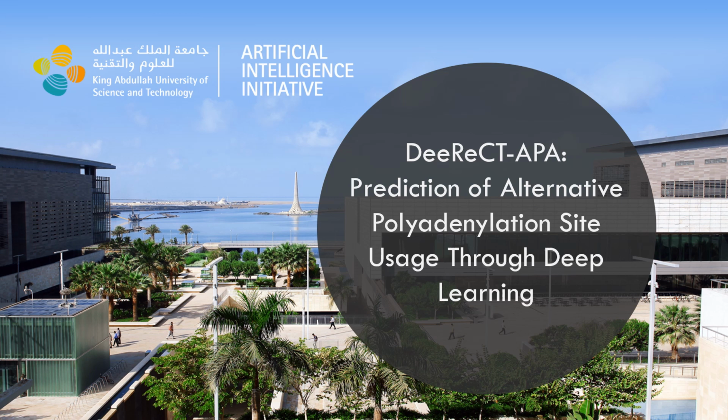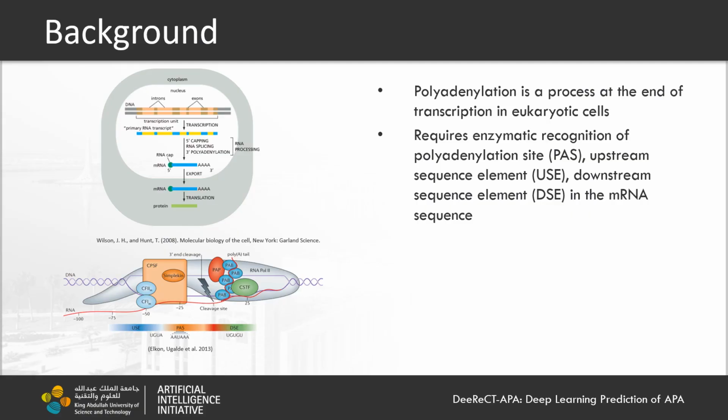Hello everyone, the title of the project is DeeReCT APA: Prediction of Alternative Polyadenylation Site Usage through Deep Learning. Polyadenylation is a process at the end of transcription in eukaryotic cells, in which a strand of adenine nucleotides is added to the newly formed RNA to terminate the process.